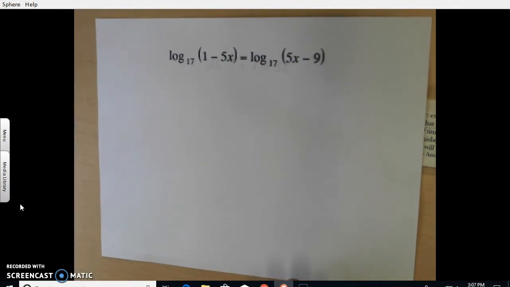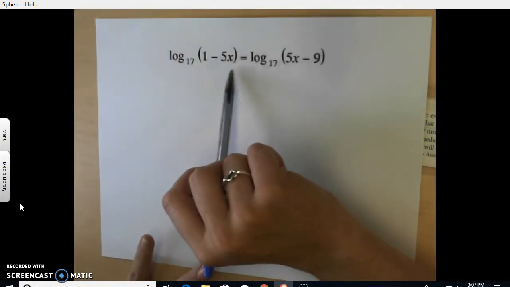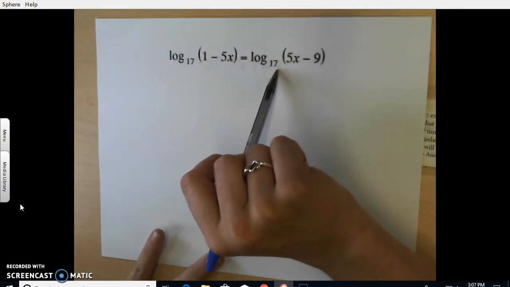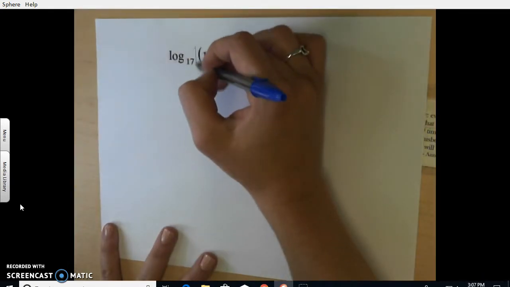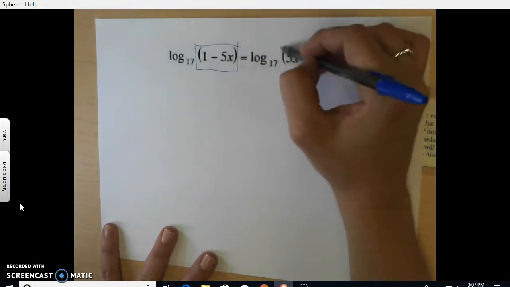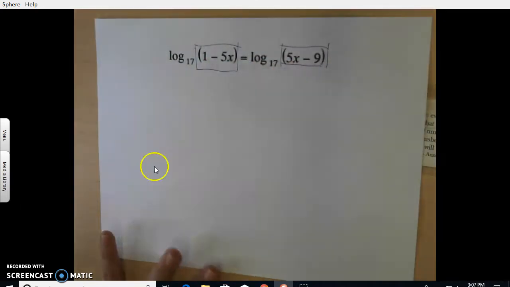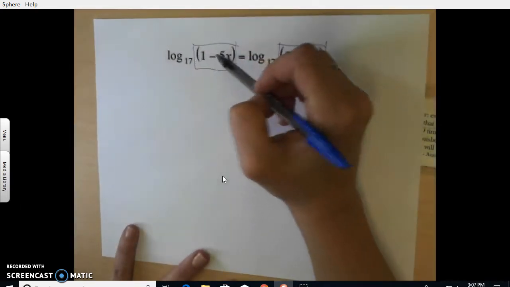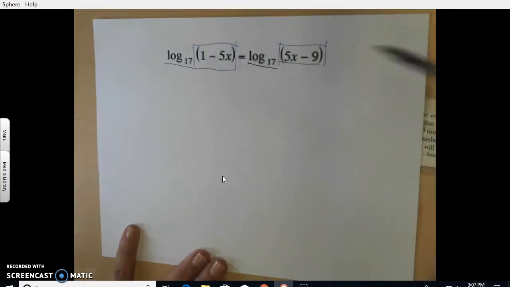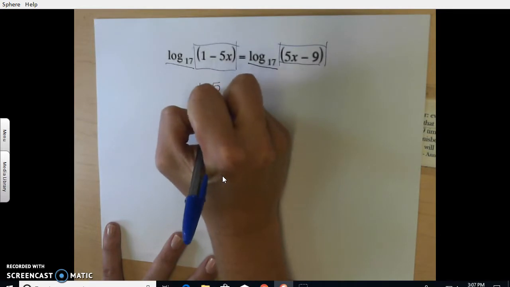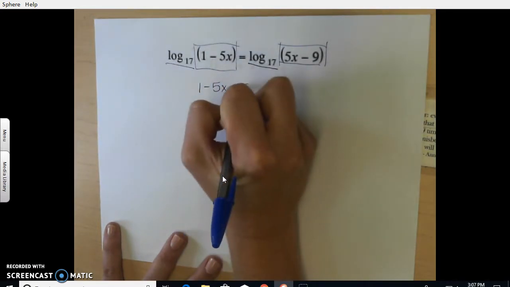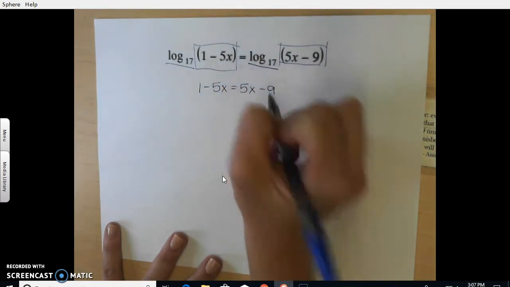I can also use this with our logs. If I have log base 17 of 1 minus 5x is equal to log base 17 of 5x minus 9, well, I can use that property we just talked about and set those equal to each other, since I have log base 17 equals log base 17. So 1 minus 5x is equal to 5x minus 9.